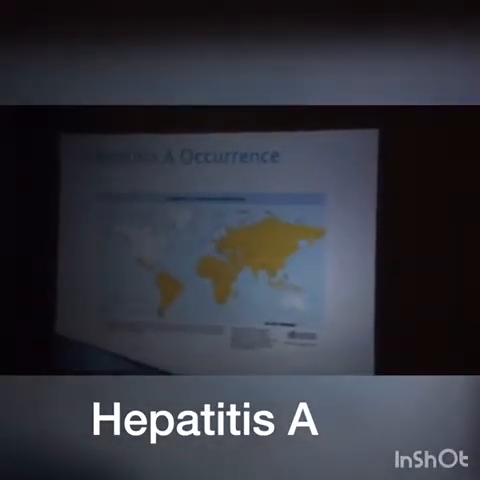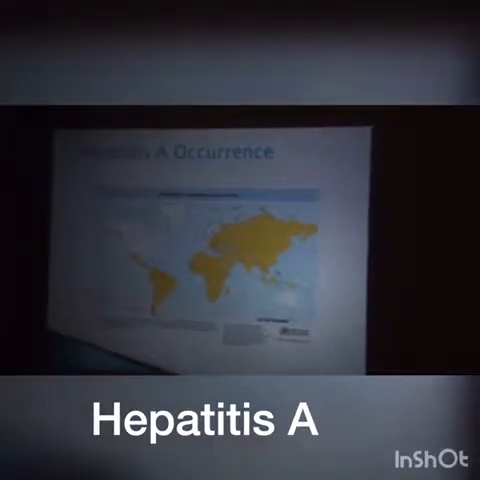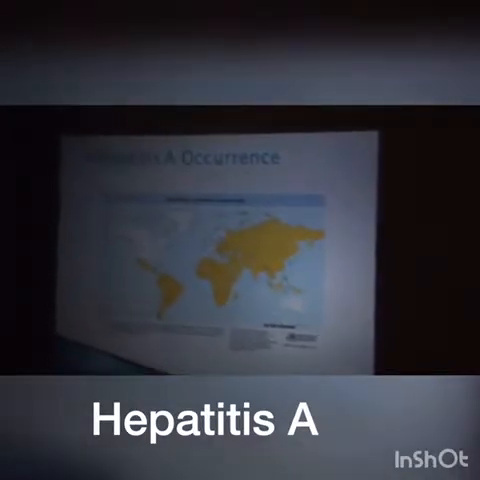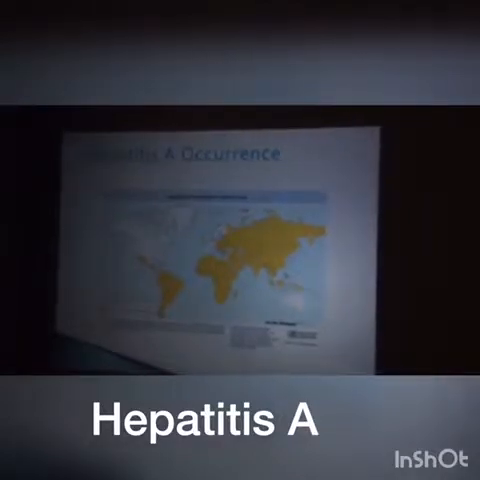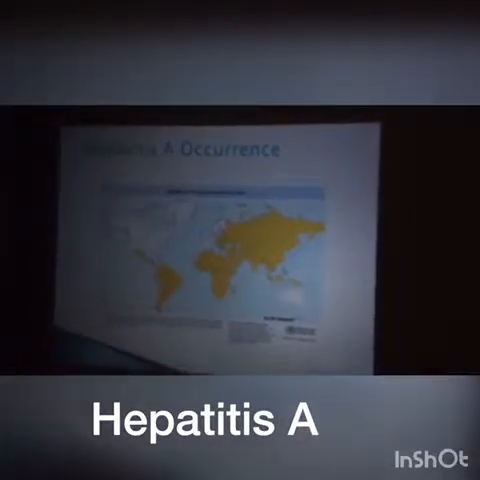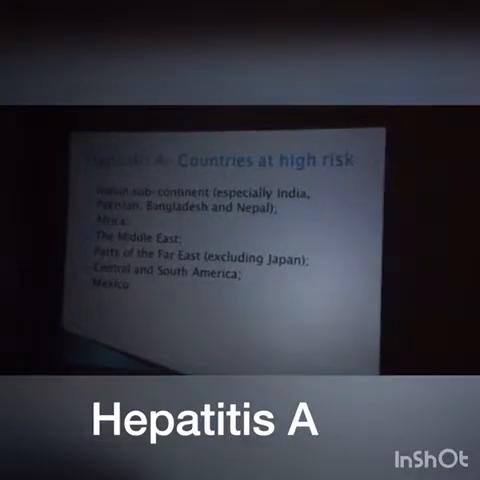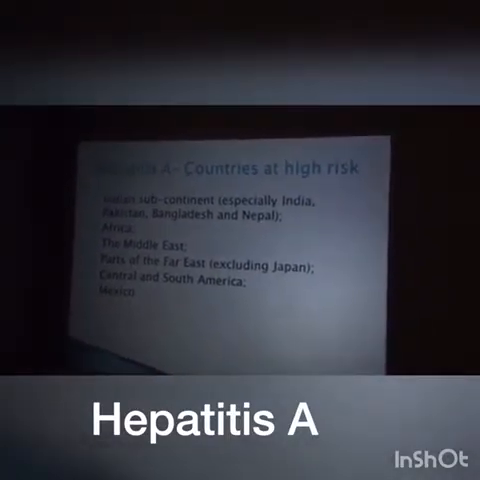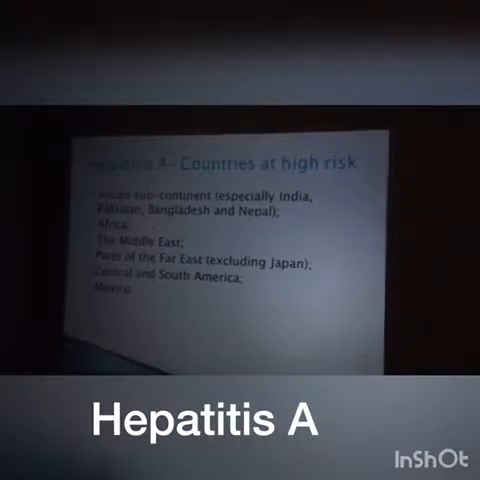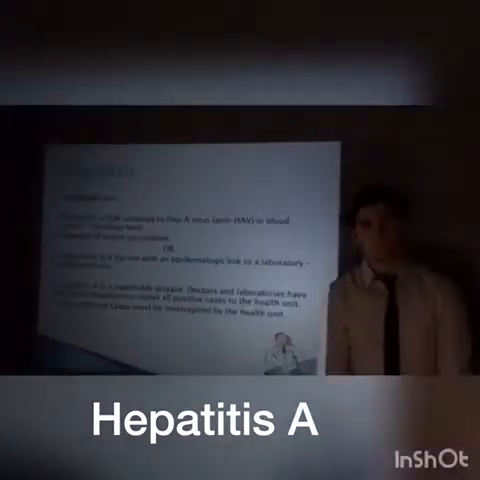Hepatitis A occurs worldwide, sporadic and epidemic cases. This map from the World Health Organization shown in orange the epidemic areas. Canada is not one of them, only sporadic cases. In epidemic areas, the adults are usually immune. Here are some countries at higher risk of hepatitis A. These countries include India, Pakistan, the Middle East, and Mexico.